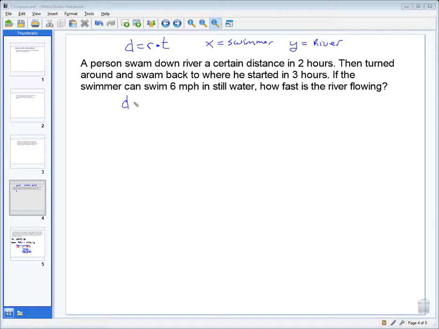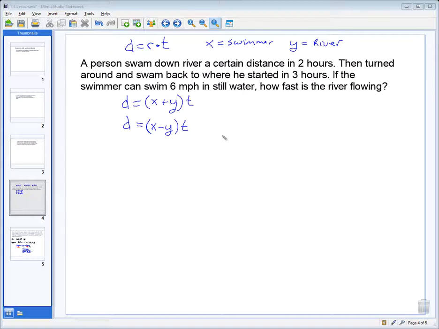So I'm using the equation that distance is equal to the rate, which is x and y, multiplied by the time. Now, if I add y, that means I'm swimming downriver, with the current, so it's making me go faster. If I subtract y, that means I'm swimming upriver, into the current, so it's slowing me down.